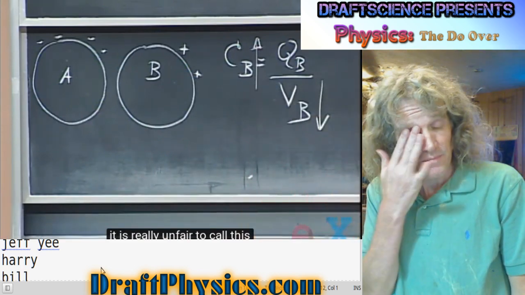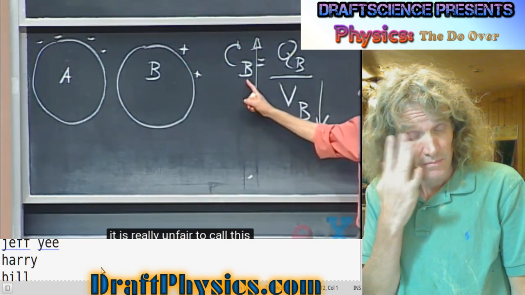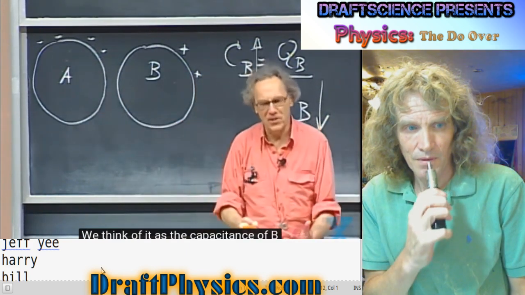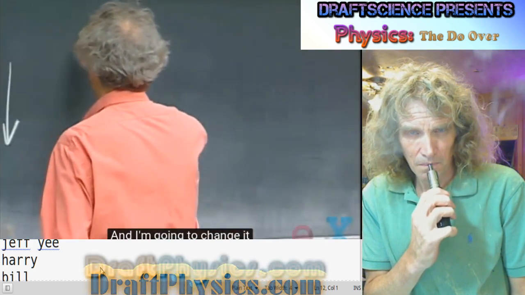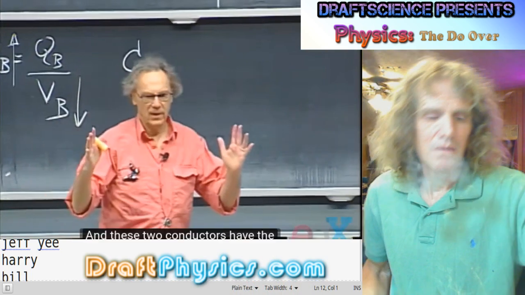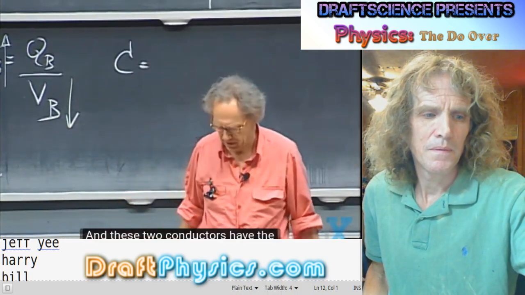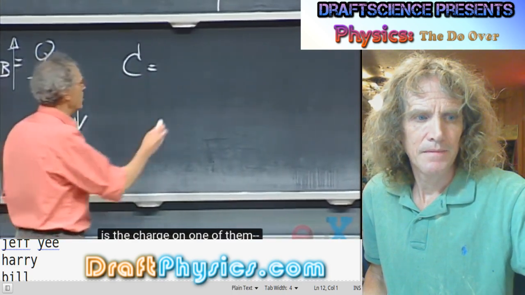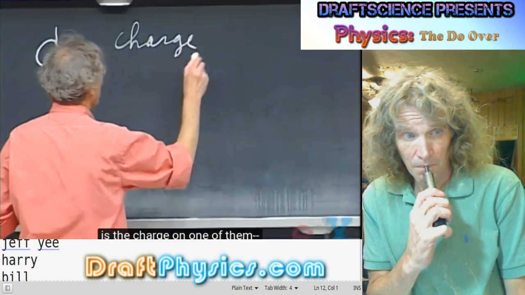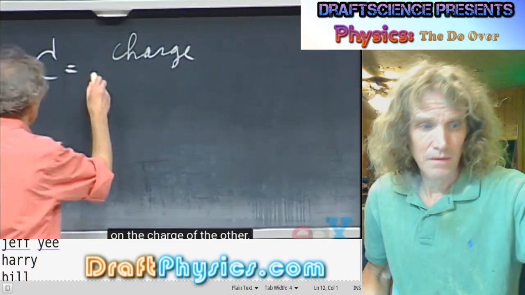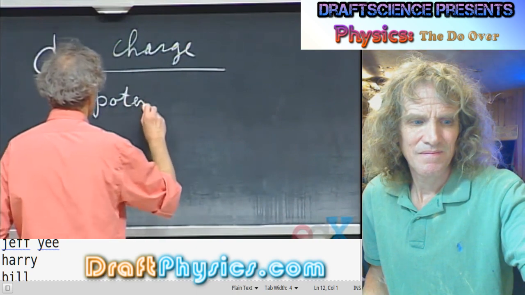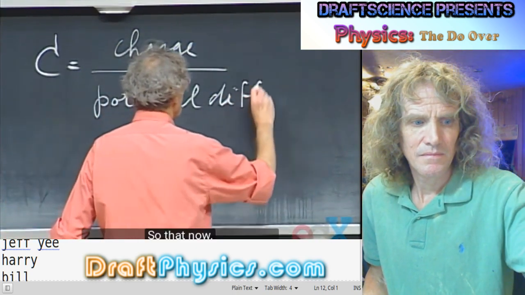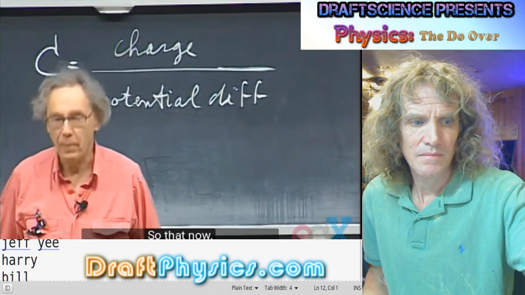It is really unfair to call this the capacitance of B. We think of it as the capacitance of B in the presence of A. So it's no longer just B alone. And so I'm now going to change the definition of capacitance. I have two conductors, and these two conductors have the same charge but different polarities. And now the capacitance of this combination of two conductors is the charge on one of them, which is the same, of course, as the charge on the other, except different polarity, divided by the potential difference. So that now is my new definition of capacitance.